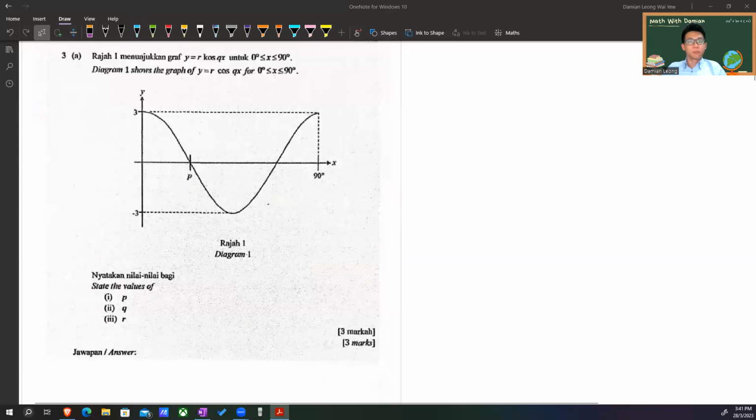Then question 3. State the values of P, Q, and R. If we just refer to this R equals cos QX graph, so A cos BX plus C: A is the amplitude, B is the frequency, C is the center line. In this case, the center line is 0, because there's no plus C here. The A is the amplitude, how high it goes. That's the R.